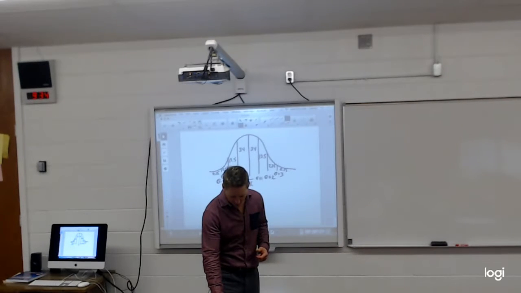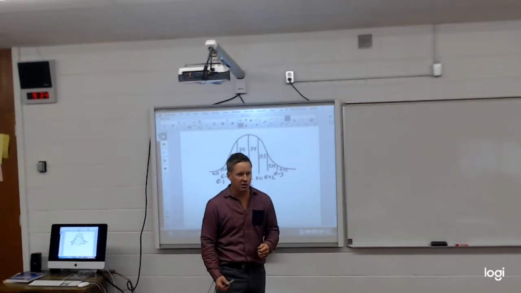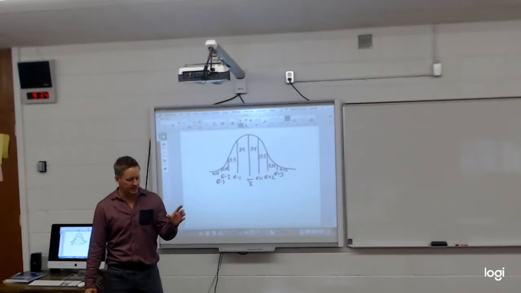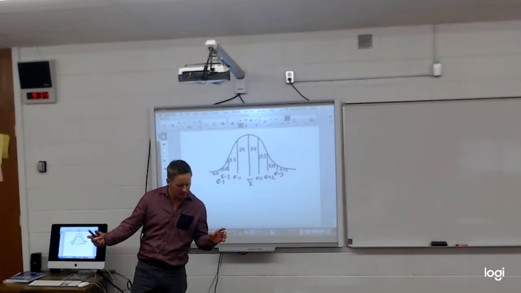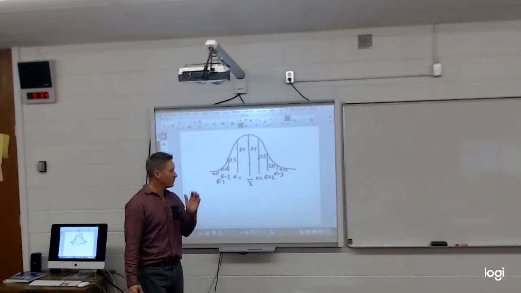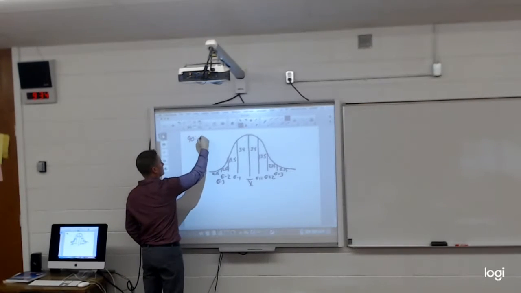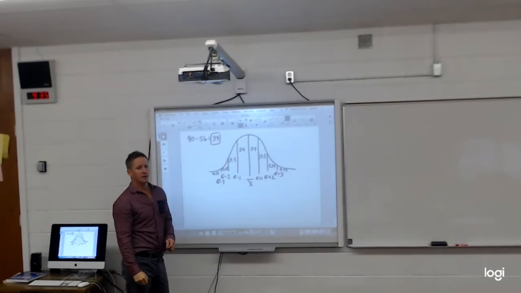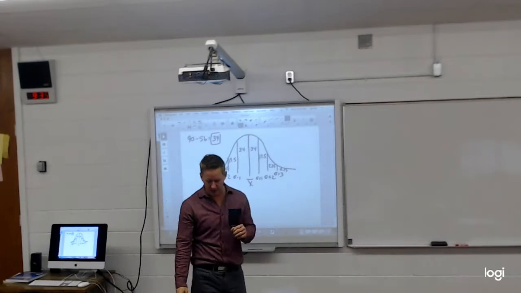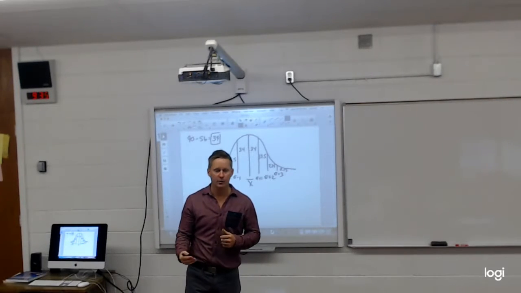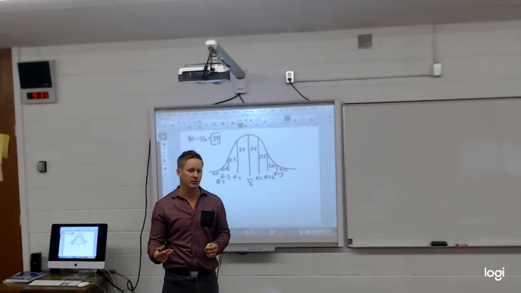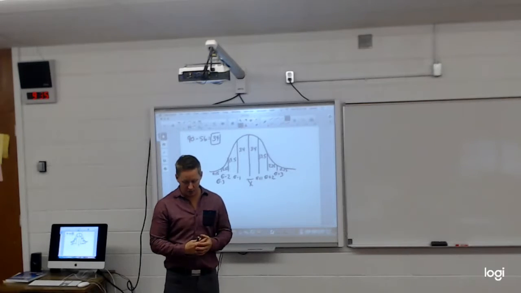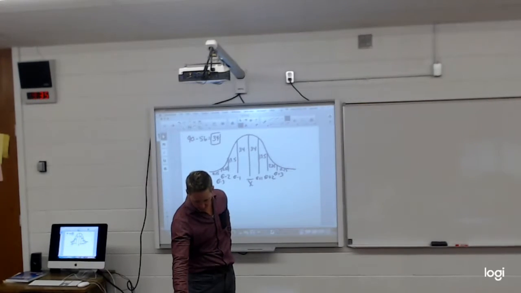So how many kids are in this class? 1, 2, 3, 4, 1, 2, 3, 4, 5, 6, 7, 8. So there's 28 people in this class, right? And the range was 90 to 56. So if I go 90 minus 56, that's a range of 34. Agreed? So I have 28 kids and a range of 34. So I want to set up intervals for this amount. And generally I want to go no more than 8 intervals. So they do 1, 2, 3, 4, 5, 6, 7. They do 8.